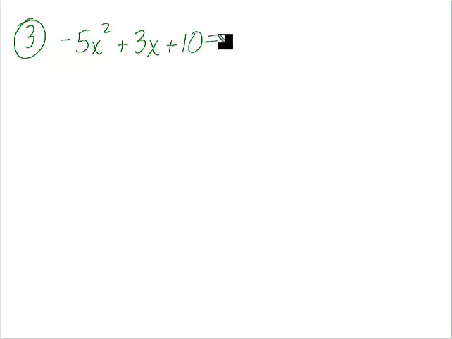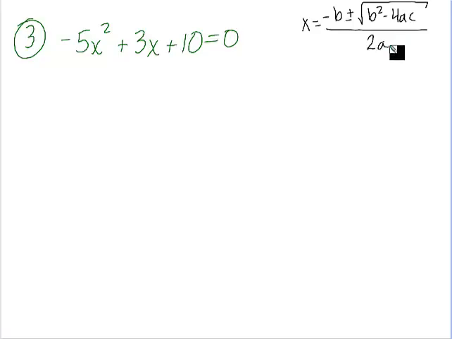Okay, we're going to do one more, and this time I'm going to want you guys to try to solve this on your own, and then we'll see if we all get the same solutions or not. All right, I gotta get my head in the game. So third one, let's see here. Negative 5x squared plus 3x plus 10 equals 0. All right. X equals negative b plus or minus the square root b squared minus 4ac all over 2a.